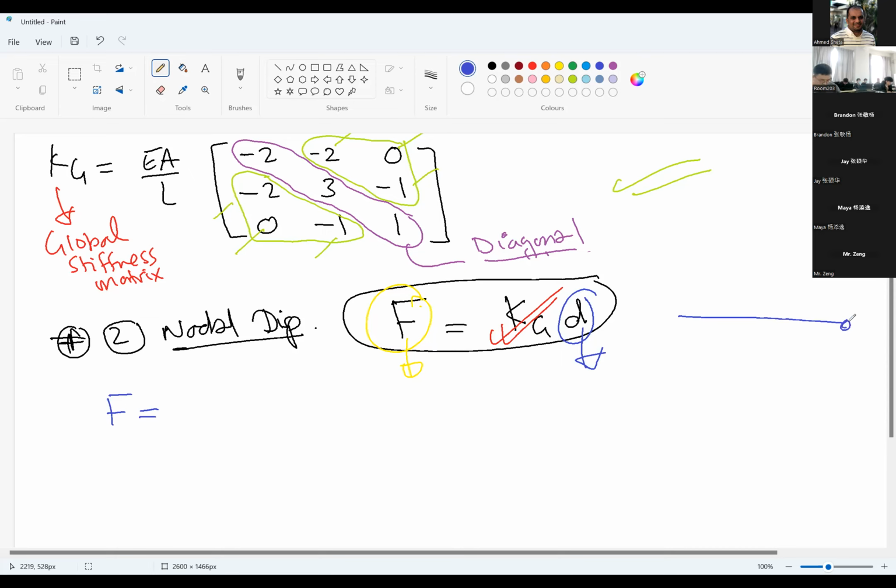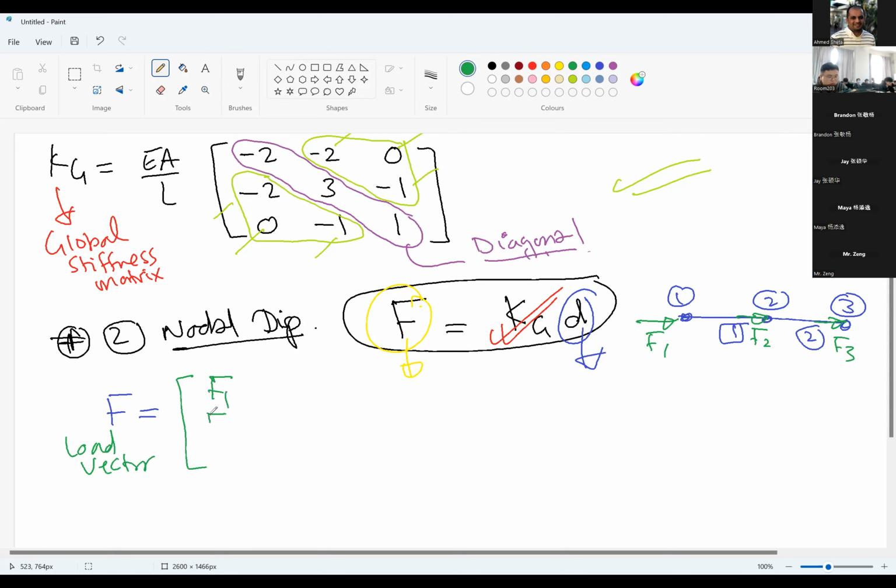How many nodes do we have? We have 1, 2, 3 nodes. This is member 1, this is member 2. So we have force at node 1, F1, force at node 2, F2, force at node 3, F3. Okay, so the load vector F will be F1, F2, F3.